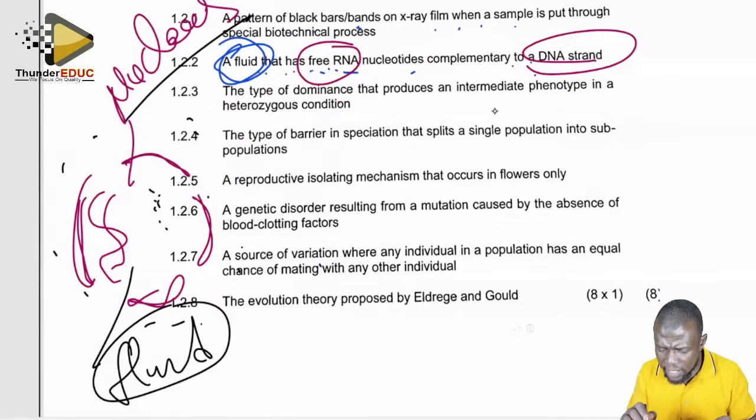The type of dominance that produces an intermediate phenotype.